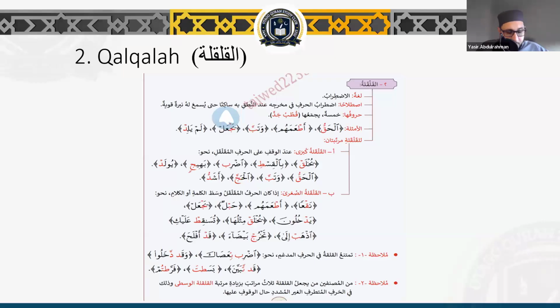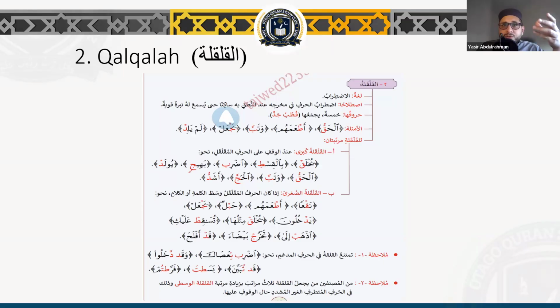The fourth common mistake is cutting off the sound of the qalqala letter from the sound of the following one. بتر الصوت الحرف المقلقل عما بعده. So remember, although it's a qalqala, we are still in the same word. So we shouldn't say yaqadi. You don't have to cut it. It has to be yaqadi. So your sound is continuous. There's no cutting in the sound.